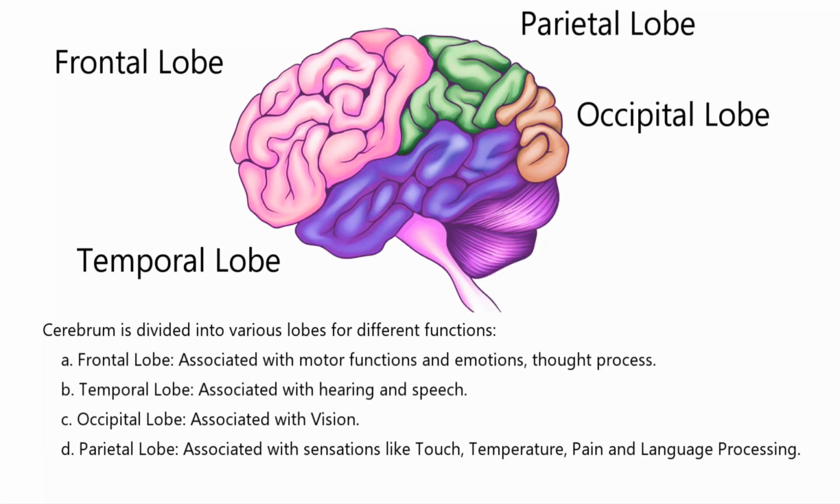Cerebrum is divided into various lobes for different functions. Frontal lobe associated with motor functions and emotions, thought process. Temporal lobe associated with hearing and speech. Occipital lobe associated with vision. Parietal lobe associated with sensations like touch, temperature, pain and language processing.